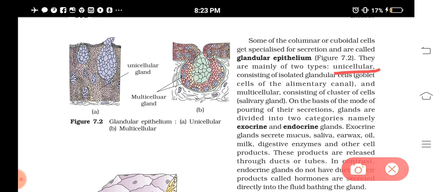Then sometimes what happens? They form a gland like structure, like what? Salivary gland or liver. So sometimes what happens?